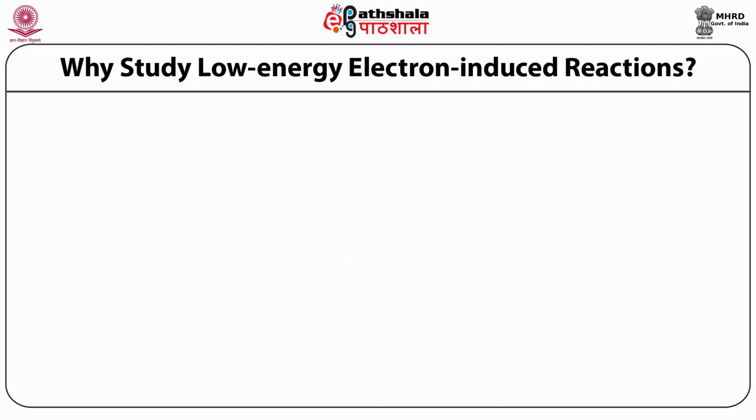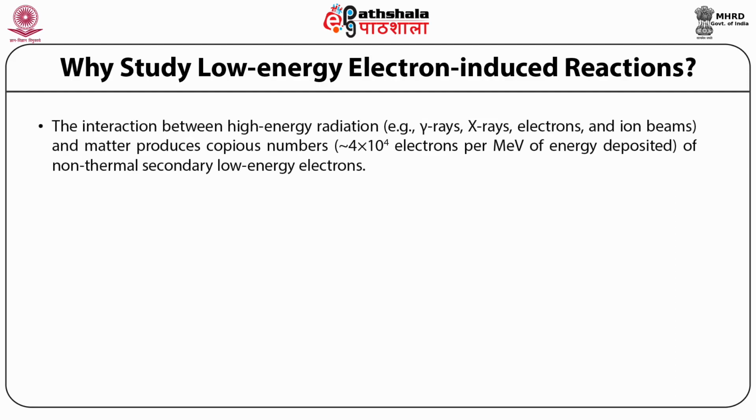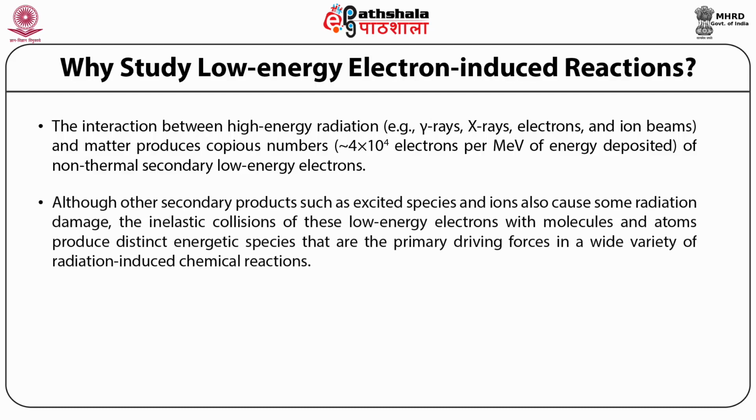Generally, the question arises: why study low energy electron induced reactions? The interaction between high energy radiation, for example gamma rays, X-rays, electrons, and ion beams, and matter produces copious numbers, nearly 4 × 10^4 electrons per MeV of energy deposited, of non-thermal secondary low energy electrons, although other secondary products such as excited species and ions also cause some radiation damage.